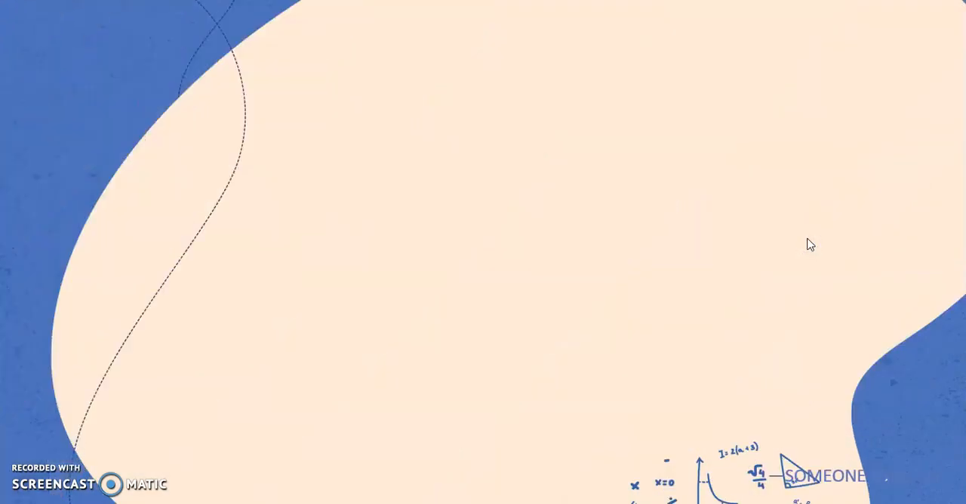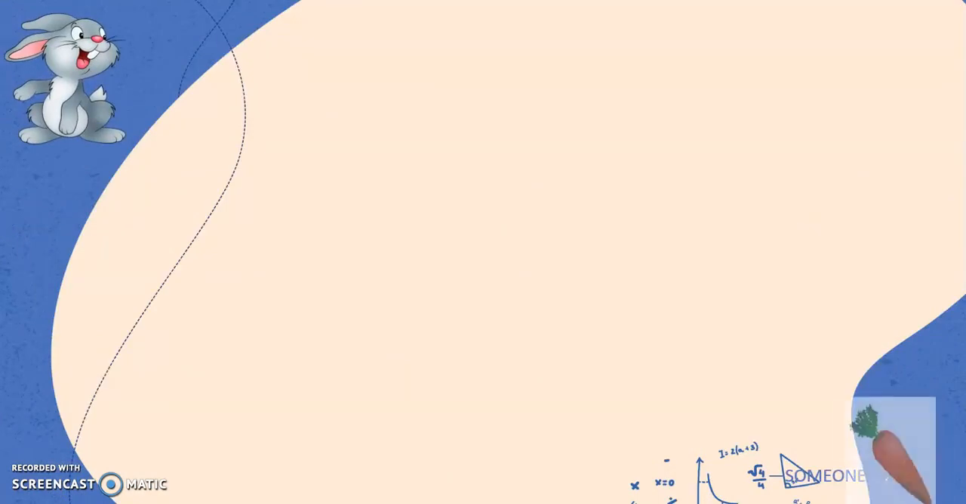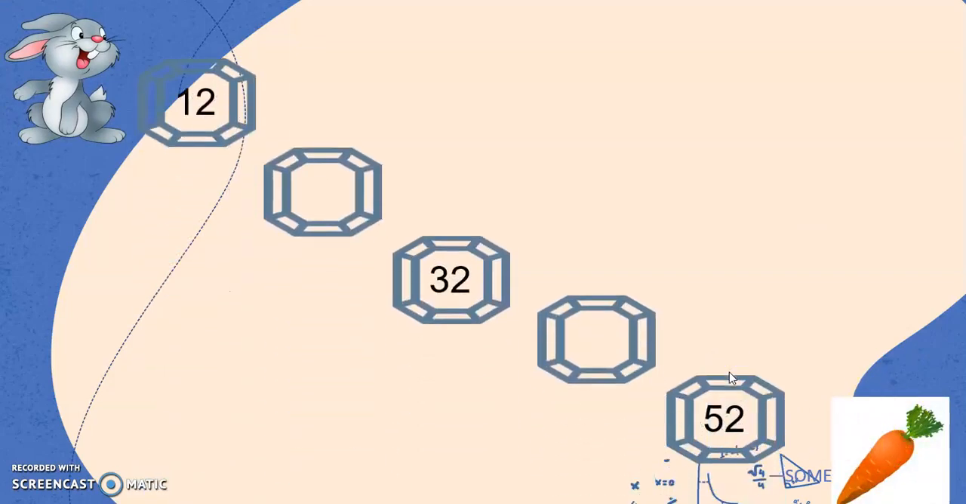Okay? But you know what? The rabbit is still hungry. He still wants to eat another carrot here. Okay? He still needs to go through some steps. But some steps are marked already. We have step 1 marked 12, step 3 marked as 32, and step 5 marked as 52. Can you guess the difference between steps? Yes, you're absolutely right. The difference between step is 10.